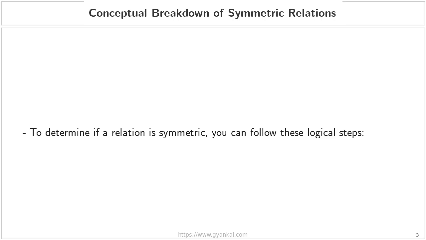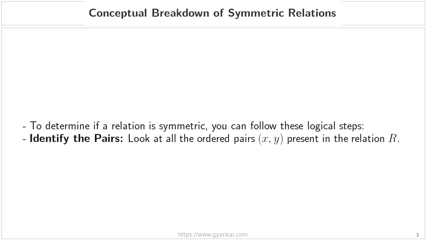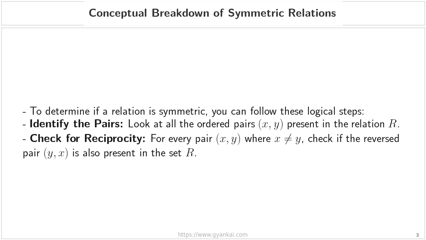Now that we have established the formal definition of symmetry, let's look at how we can actually apply this to determine if a given relation is symmetric in practice. To do this, you can follow these logical steps. First, you must identify the pairs. This simply means you should carefully examine all the ordered pairs (x, y) that are present in the relation R. Next, we check for reciprocity. For every pair (x, y) where x is not equal to y, you must verify if the reversed pair (y, x) is also present within the set R.